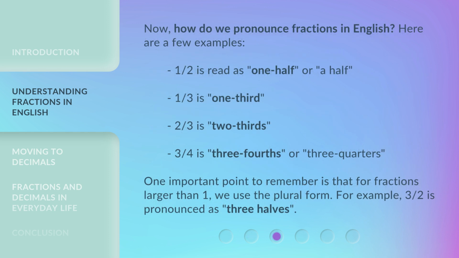Now, how do we pronounce fractions in English? Here are a few examples. 1/2 is read as one half or a half. 1/3 is one third. 2/3 is two thirds. 3/4 is three fourths or three quarters. One important point to remember is that for fractions larger than 1, we use the plural form. For example, 3/2 is pronounced as three halves.